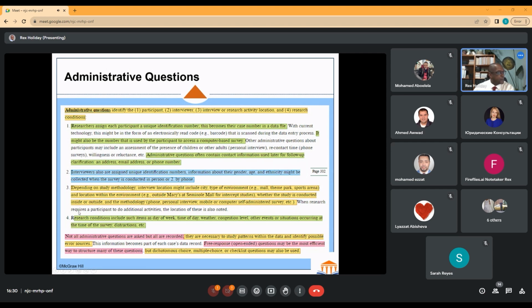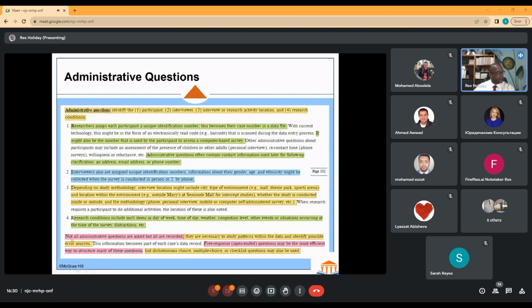Research conditions include such items as day of week, time of day, weather, congestion level, other events or situations occurring at the time of the survey, distractions, and other things like that. So it's important to note and record that, because it could impact the way the participants are responding to the survey questions.